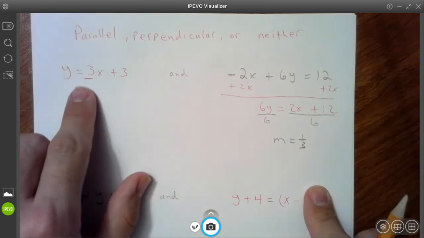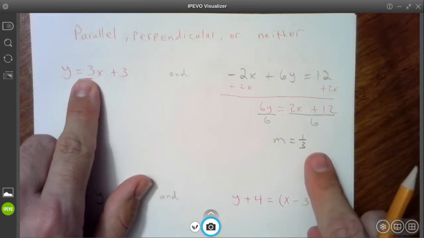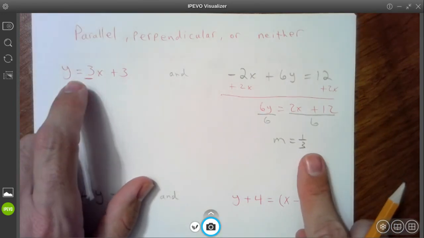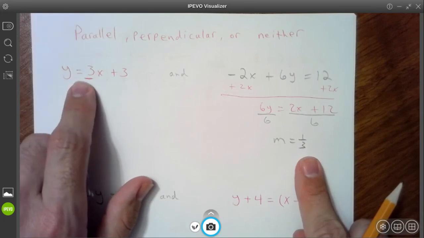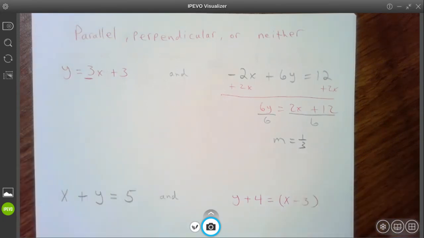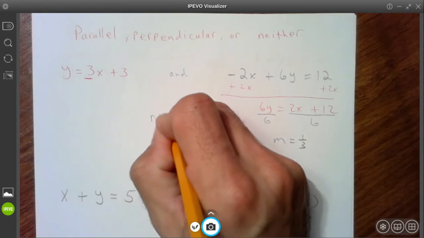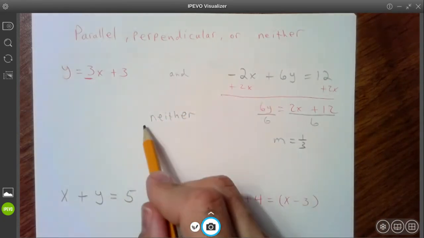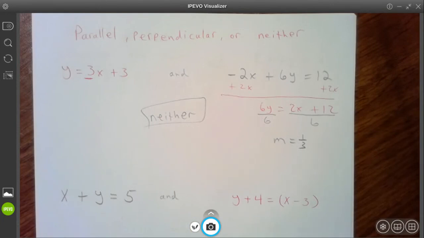All right, so here the slope was 3. Here the slope is 1/3. These are reciprocals, but they are not negative reciprocals of each other. So that would be neither. To be perpendicular, they'd have to be negatives of each other as well.